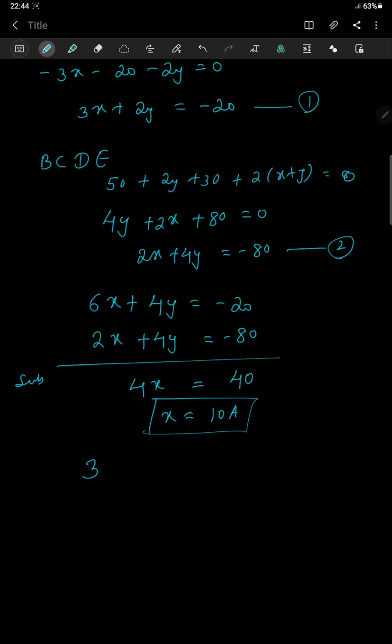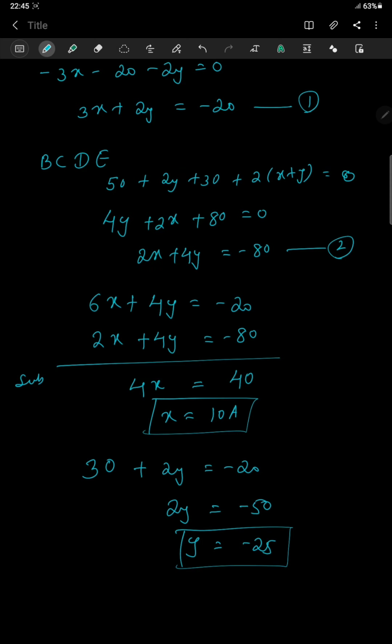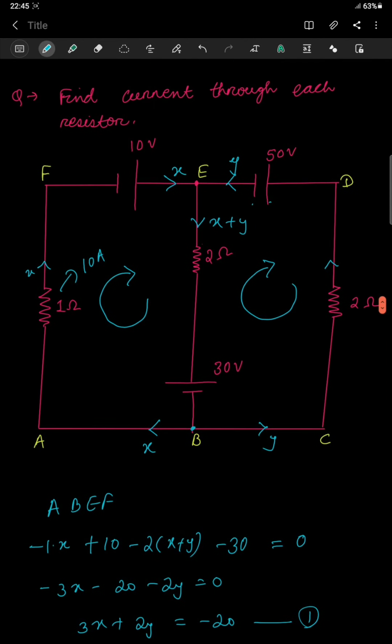If I put the value of x in equation number 1, then I'll have 30 plus 2y is equal to minus 20. So 2y is equal to minus 50, and y is equal to minus 25. So what does this give me? What this minus 25 tells me is that the direction which I have taken here has to be opposite. I have to choose it in the opposite direction, therefore the minus sign has come in the current. So actually this is not the direction; rather, the direction of y has to be in this manner.